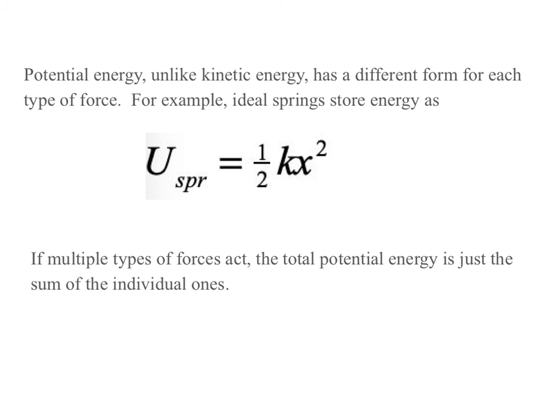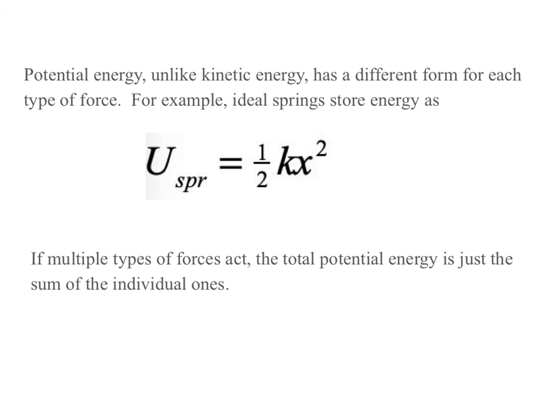Potential energy, unlike kinetic energy, has a different form for each type of force. So for instance, for the spring force, the ideal spring force gives us a potential energy of 1/2 times the spring constant times the stretch squared. Or, because the compression is just negative, also times the compression squared. This so-called quadratic energy is actually one of the most important in physics, and we'll keep coming back to it. But for the moment, we'll just mention that the spring force has an energy which is 1/2 kx squared.